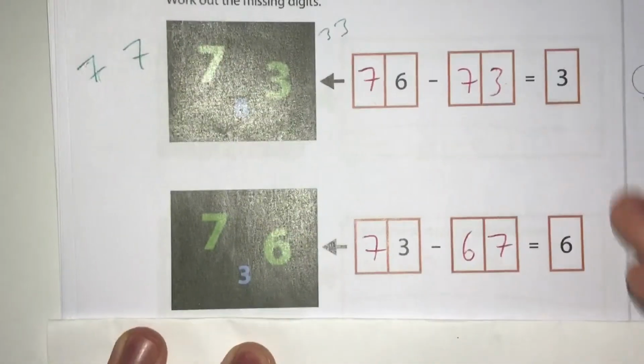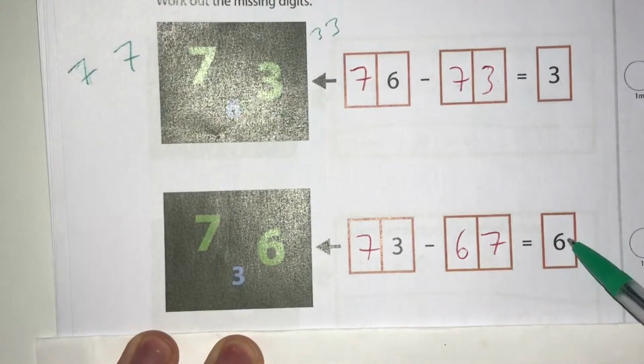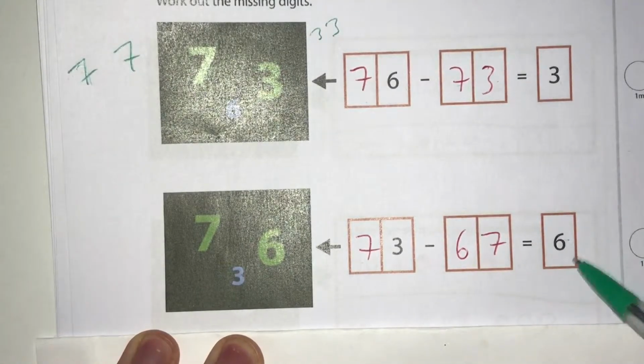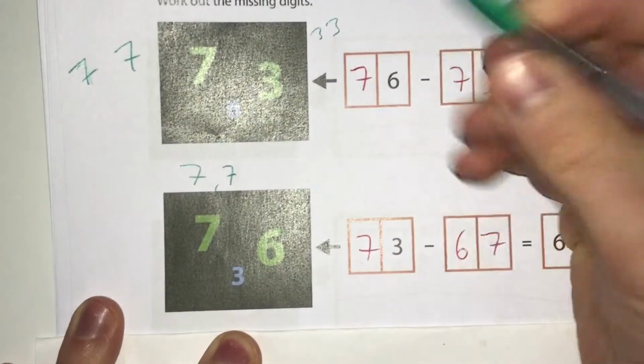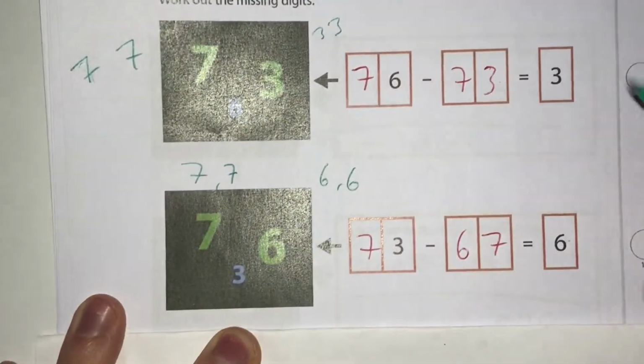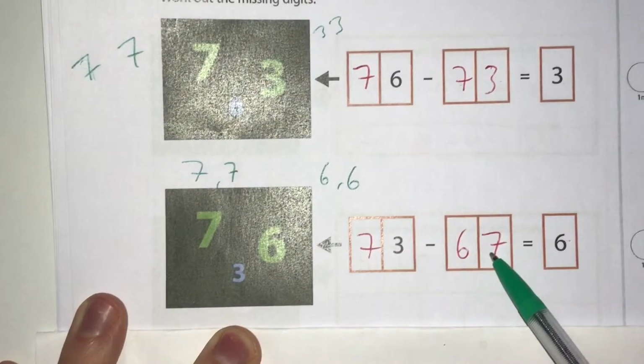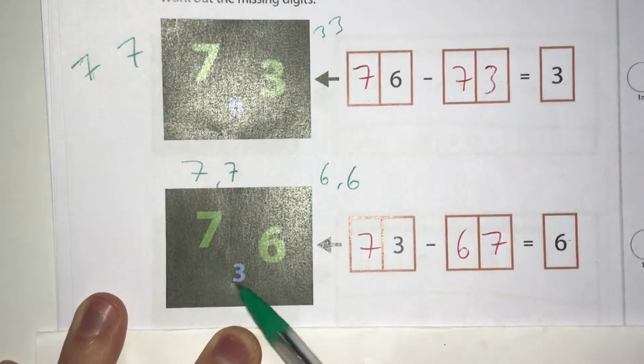For the next one, I've done the same, well, I haven't done the same thing, but I know 73 take away 67 would equal 6, but again, green 7 means you can have 2 7s, a green 6 means you can have 2 6s. So have I got 2 7s there? Yes. 2 6s? Yes. And then 1 3?